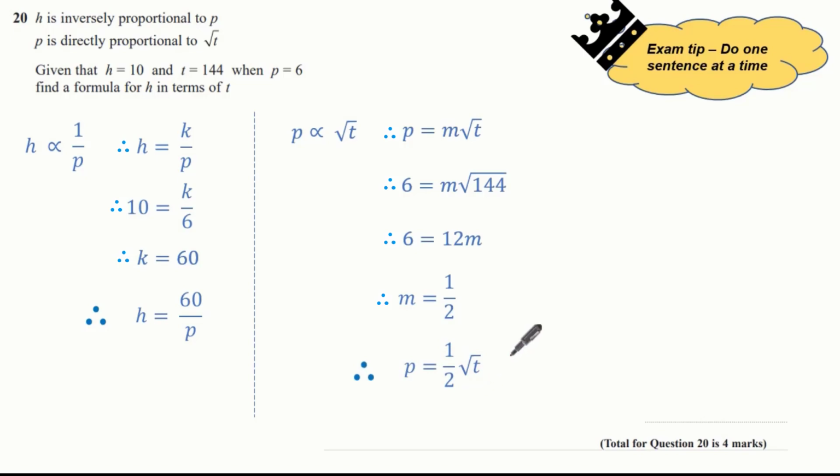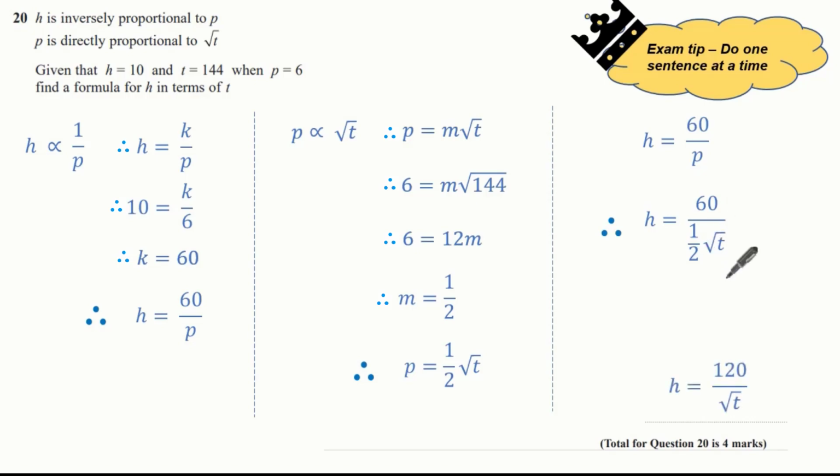So the question wants me to find a formula for h in terms of t. Well, I know h is 60 over p. I've just worked out p to be a half root t, so I'm going to substitute this in to give me h is equal to 60 over half root t. Now I'm going to simplify, so remember whenever you divide by a half, this is the same as multiplying by 2. So that gives me h is equal to 120 over root t.